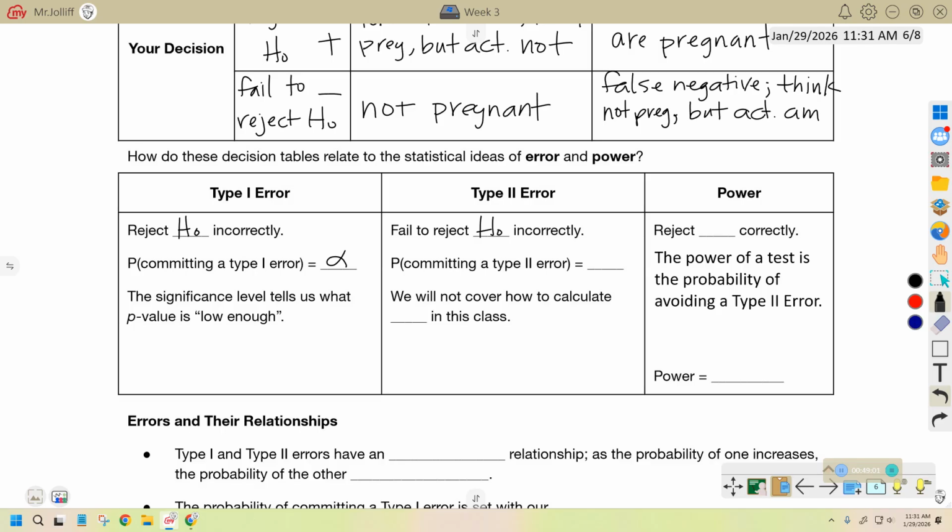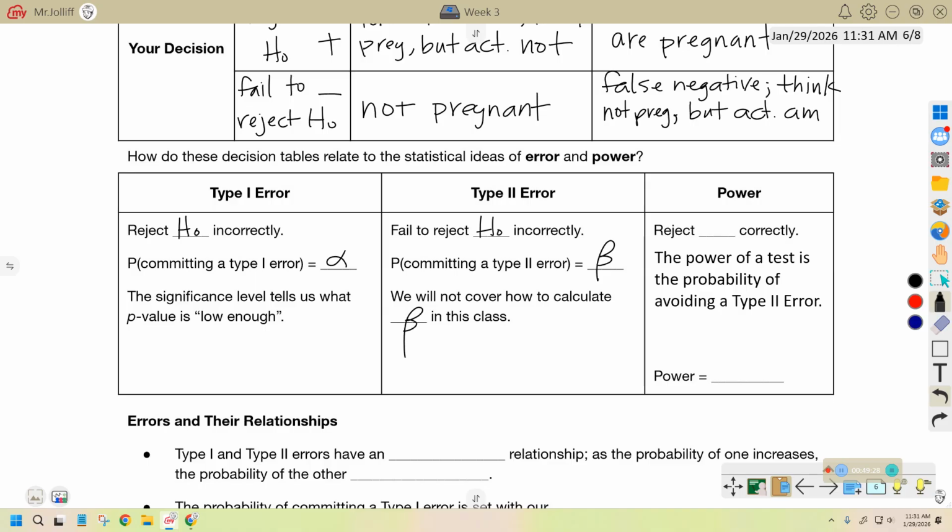Meaning I should have rejected and I didn't. Frowny face. The probability of committing that error is called beta, the next letter in the Greek alphabet, because again, statisticians are not terribly creative with naming. It's a curly B. We will not, in this class, cover how to discuss beta or how to calculate beta.